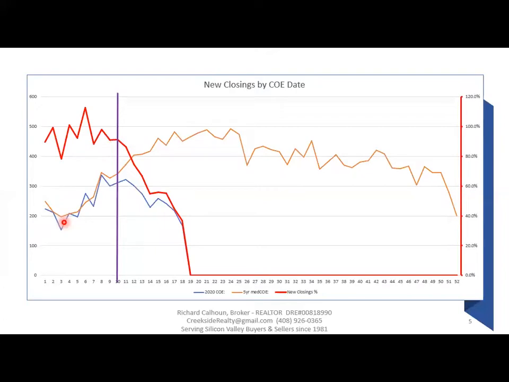Moving on to the third component, which is close of escrows, which are now delayed, and you can see that we're basically somewhere right around 100%. We dropped down a little bit more slowly. We got down to around 60%. Then we plummeted now to 40% because there's about close to a 4 or 5 week delay.